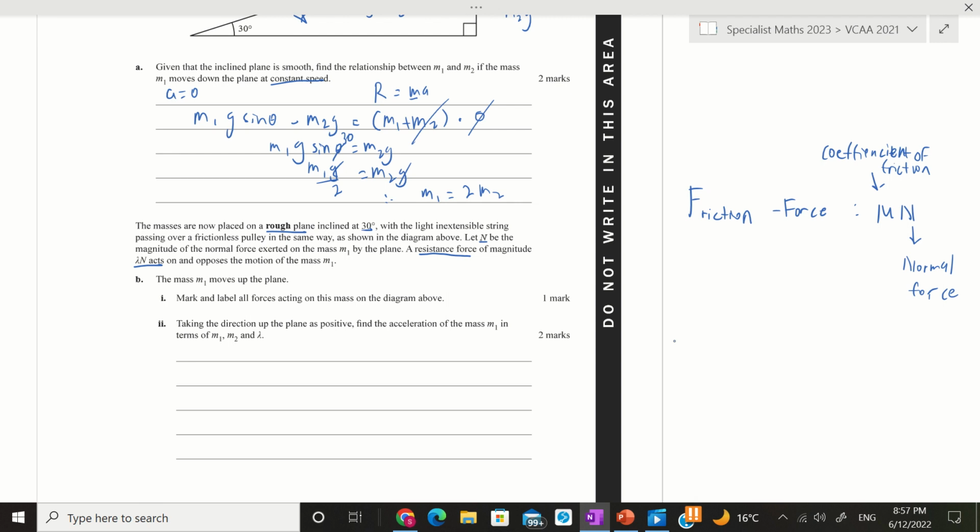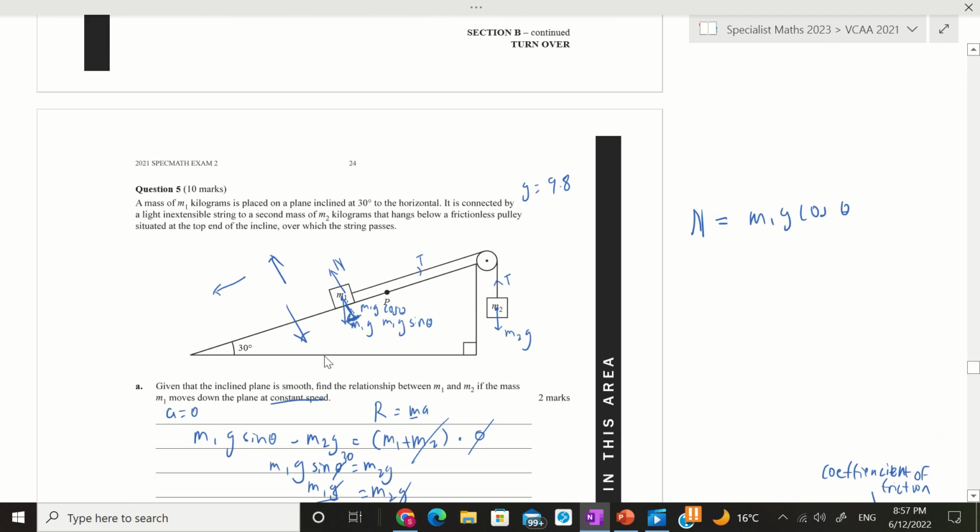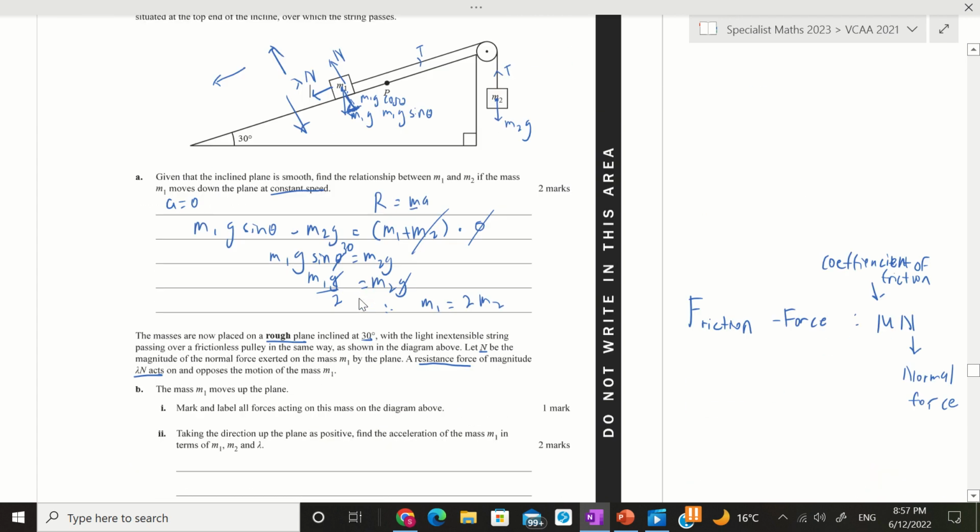Okay. So since we're taking the direction up the plane as positive, since the mass is moving up the plane, it only makes sense for the friction force to oppose the motion of the mass. Therefore, the friction force should be acting this way, right? And I'll just label that with what it was called, delta n. Okay, so the friction force is opposing the motion of this mass m1 up the plane.